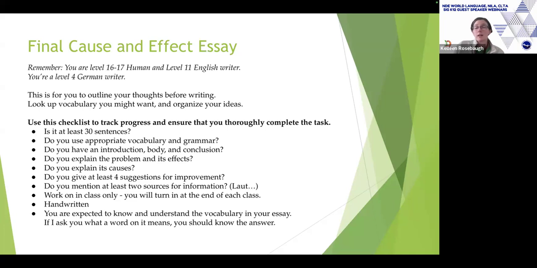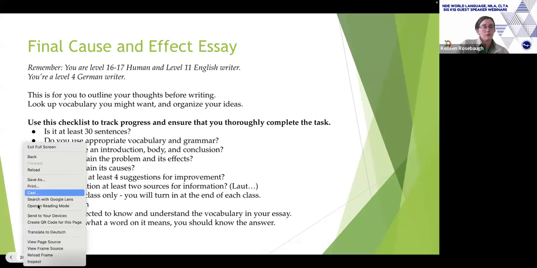They're expected to know and understand all the vocabulary they use in their essay. So they could have their outline where they wrote down words they thought they were going to use. If there are words on there that I am suspicious of, I will ask them what they mean out of context. And they should know what their words mean if they brought in new vocabulary. That is the main big essay that I have in there.